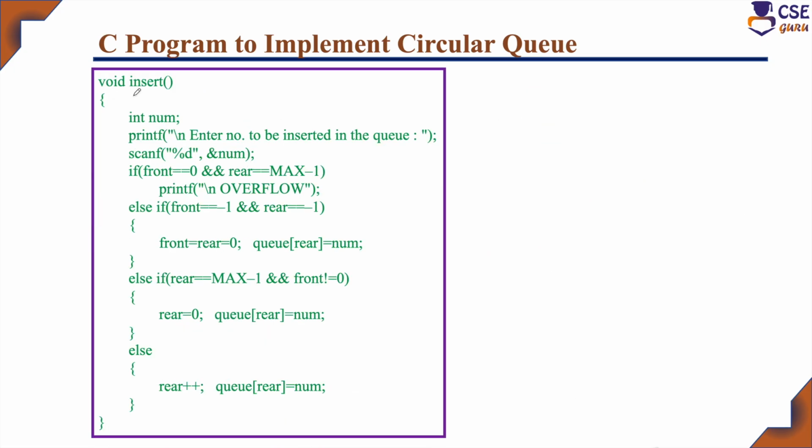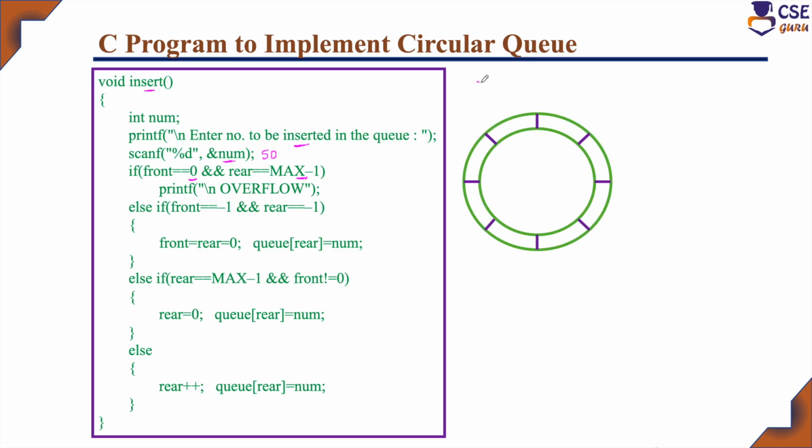So here, this is the insert function. And here, the first step is you need to enter the number to be inserted into the circular queue. So whatever number you want to insert, you have to enter here. For example, I want to insert 50. And here, if front is equal to 0 and rear is equal to max -1, what is the meaning? The circular queue is full.